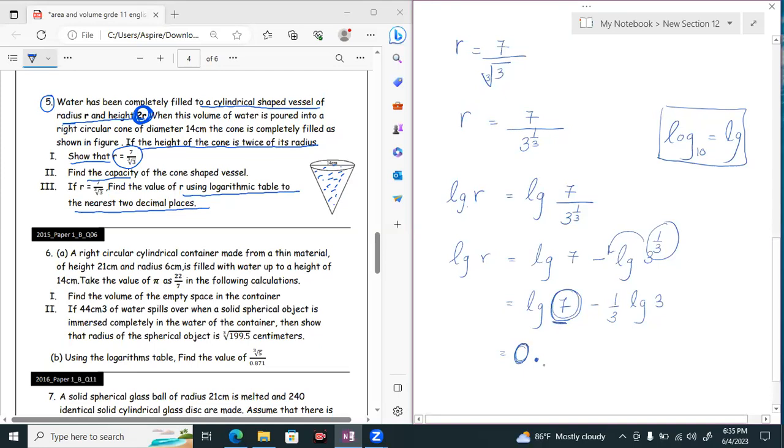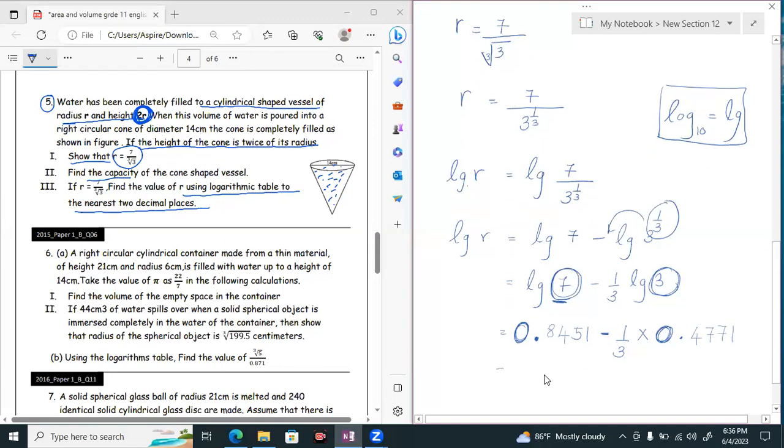How do we find the mantissa for 0.7? You have to check log of 70, no? Log of 70 is 8451. Then subtract 1/3 times logarithm of 3. Here also there is only one digit in the whole number place, then 1 subtract 1 becomes 0. Log of 30 is 4777. Okay. So now you have to simplify.